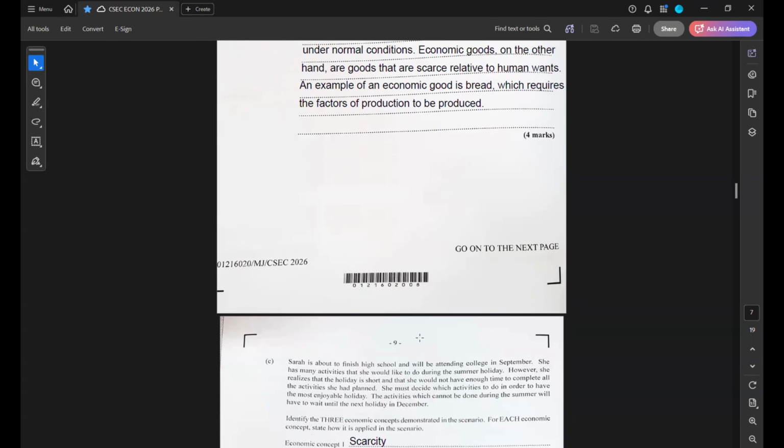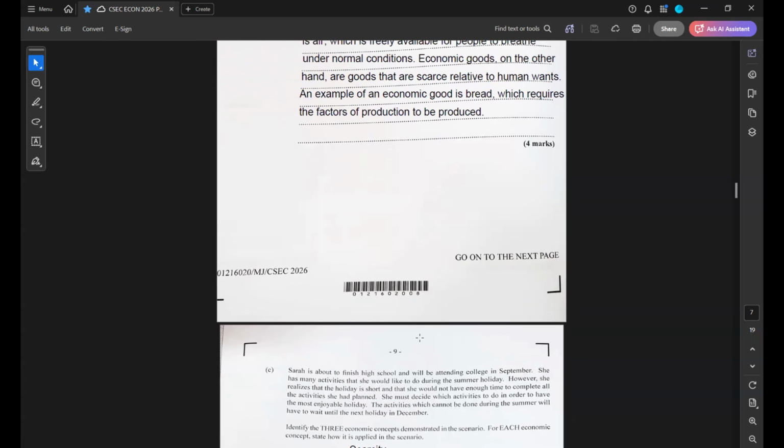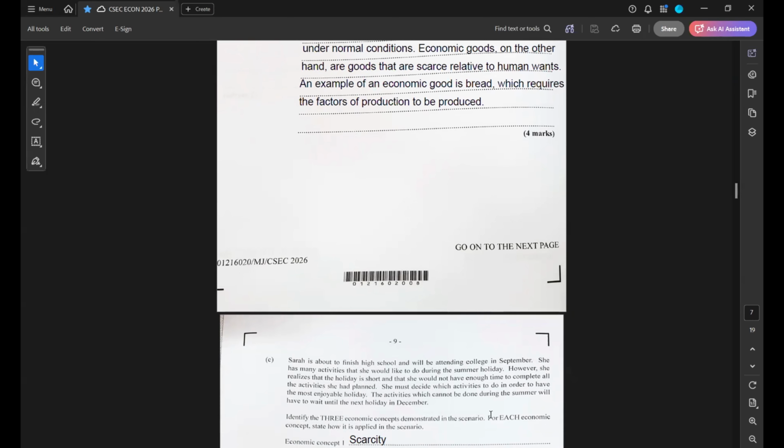Part C. Sarah is about to finish high school and will be attending college in September. She has many activities that she would like to do during the summer holiday. However, she realizes that the holiday is short and that she would not have enough time to complete all the activities she had planned. She must decide which activities to do in order to have the most enjoyable holiday. The activities which cannot be done during the summer will have to wait until the next holiday in December. Identify 3 economic concepts demonstrated in the scenario. For each economic concept, state how it is applied in the scenario.